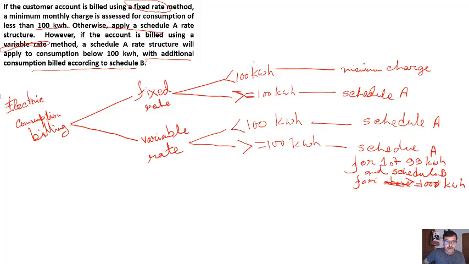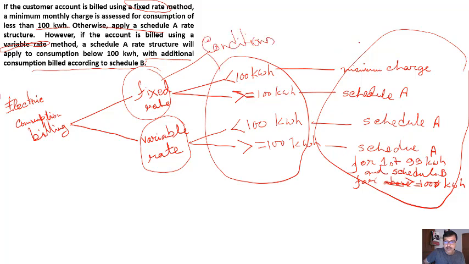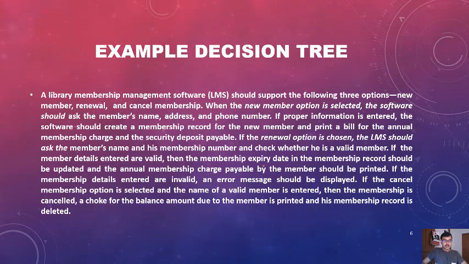And so these are the actions, and all these are the conditions. Okay, these are conditions and these are actions of this decision tree. I think you will understand this. We will move to the next example.